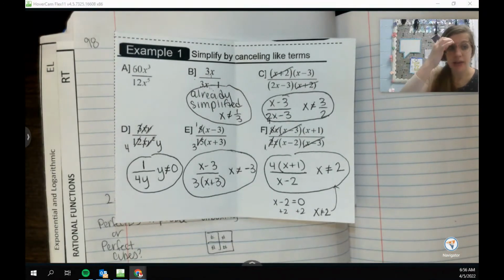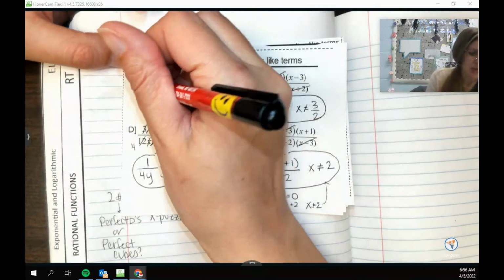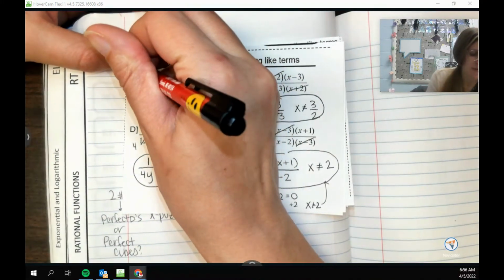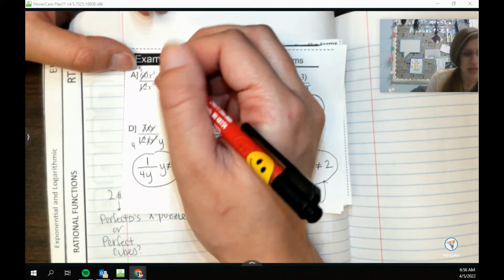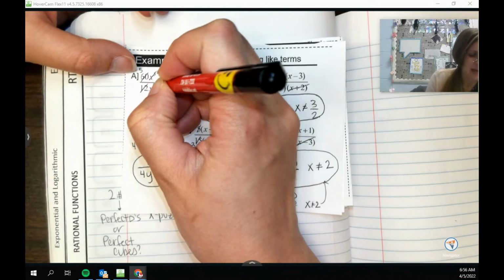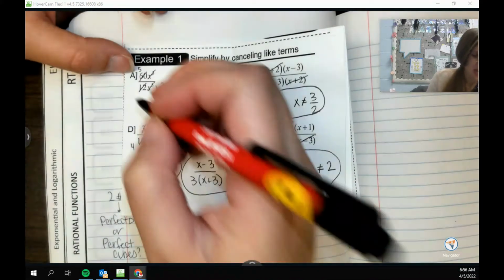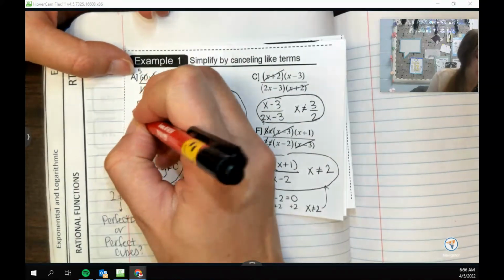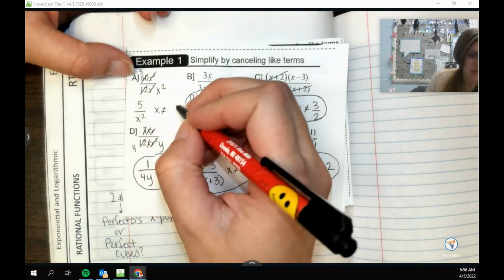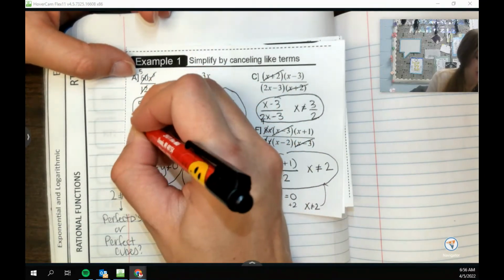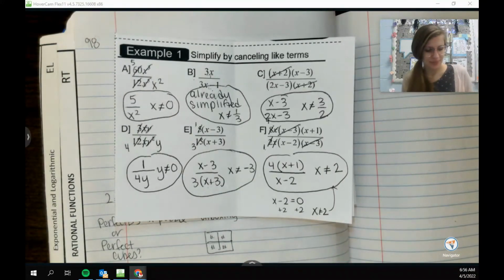And then last but not least on this page, A is a big old multiplication problem on top and bottom. So we can divide the 12 into the 60 5 times. And then I have 3 x's on top, 5 x's on bottom. So when I divide them out, I will have 2 left on bottom. So numerator is 5, denominator is x squared. Because x is in the bottom, I need to say that x cannot be 0, because if it was, that would be horrendous. That would be terrible.